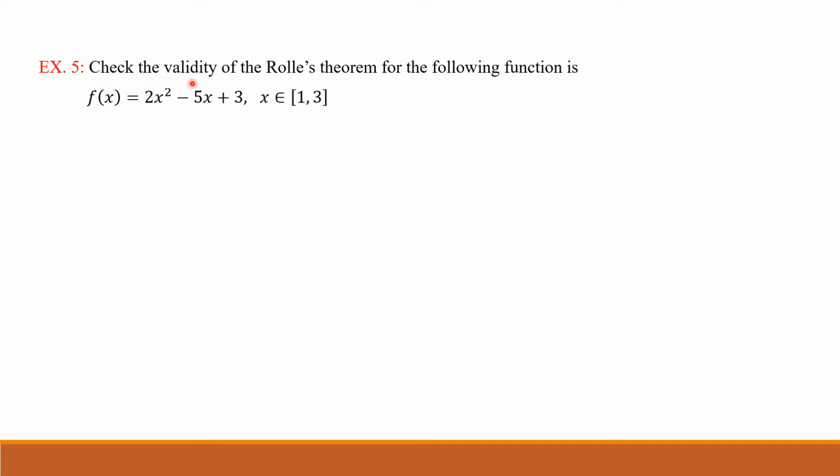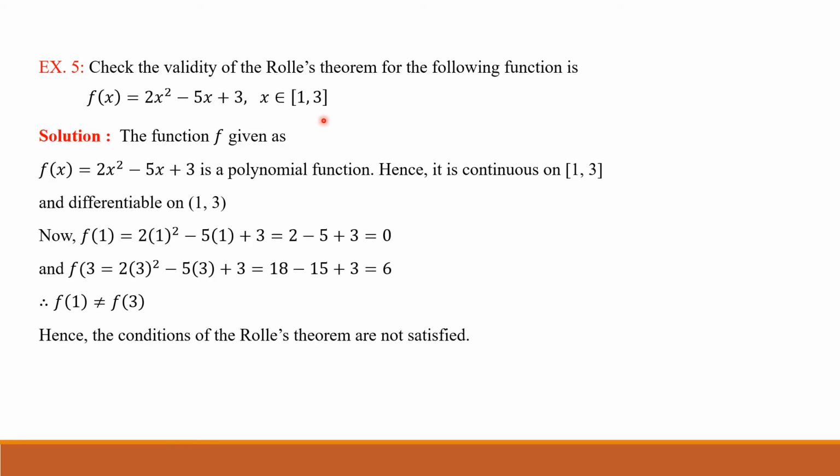Example 5. Check the validity of Rolle's theorem for the following function: f of x equals 2x square minus 5x plus 3, x belongs to closed interval 1, 3. The function f of x, 2x square minus 5x plus 3, is a polynomial function. Hence it is continuous on closed interval 1, 3 and differentiable on open interval 1, 3.